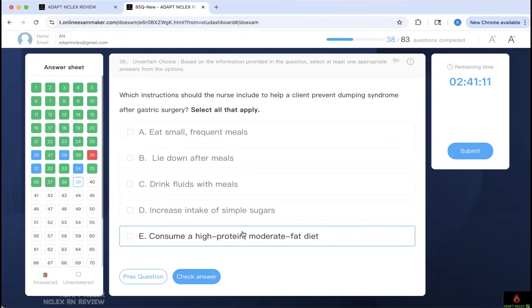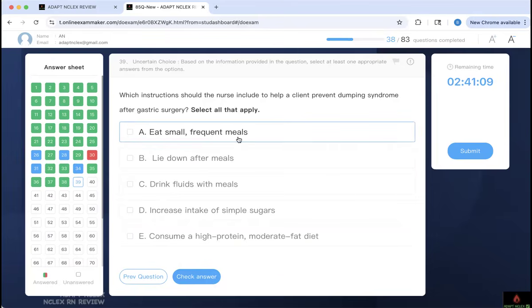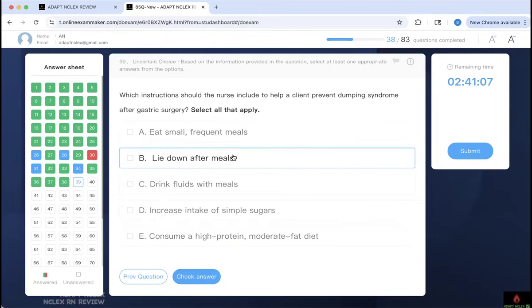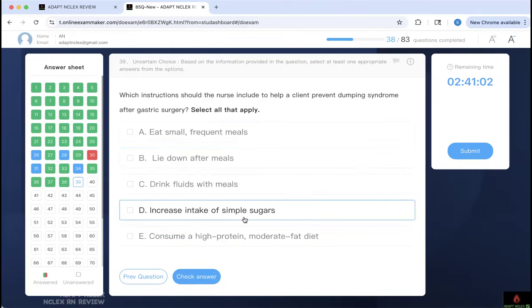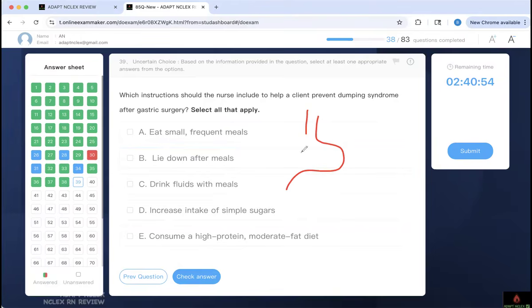What teaching would you provide to prevent dumping syndrome? Eat small, frequent meals. Lay down after the meal. Drink fluid with meals. Increase intake of simple sugar. Consume a high protein and moderate fat diet. As usual, stop the video, pick your answer, and let me know.